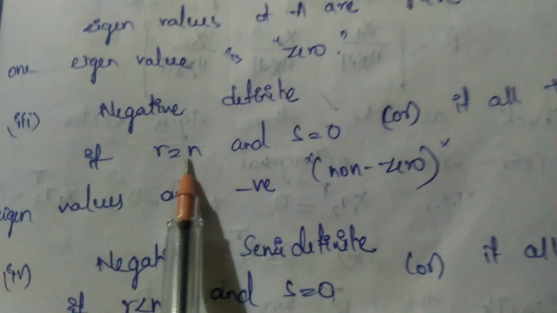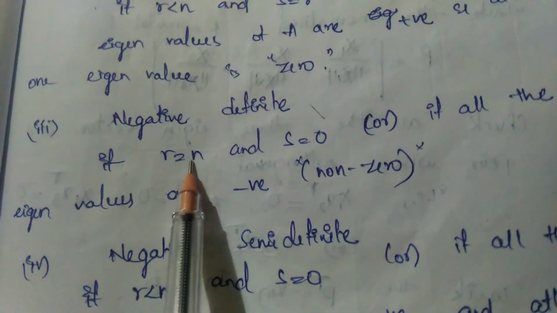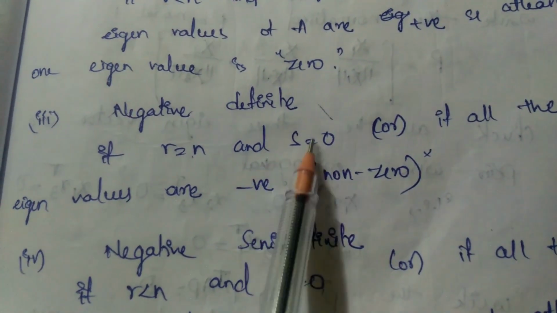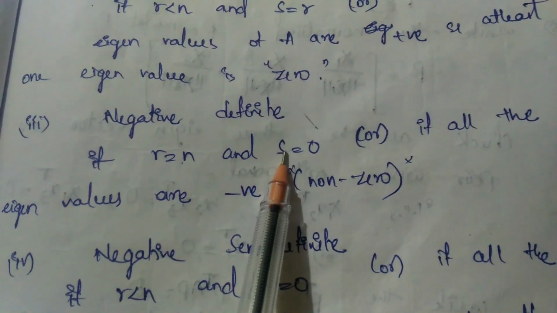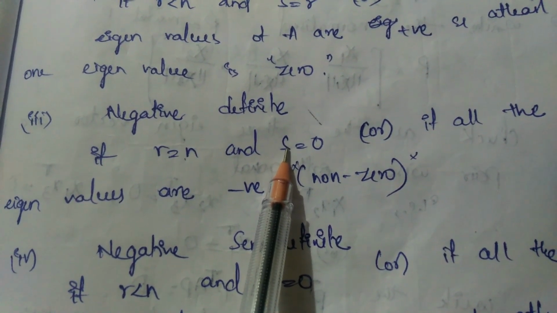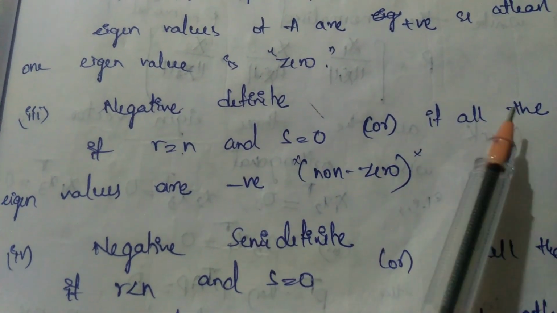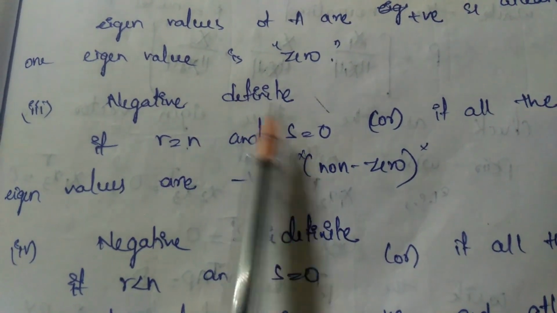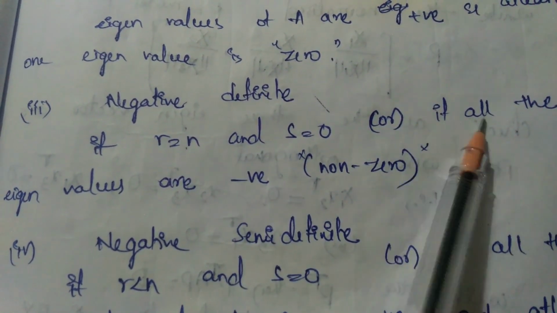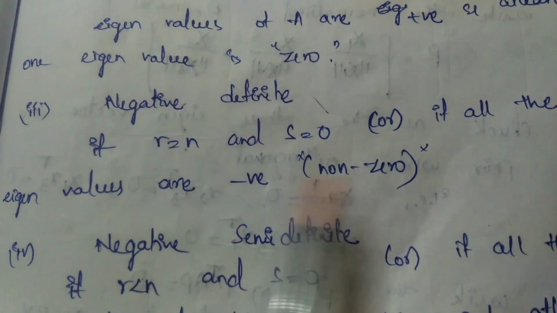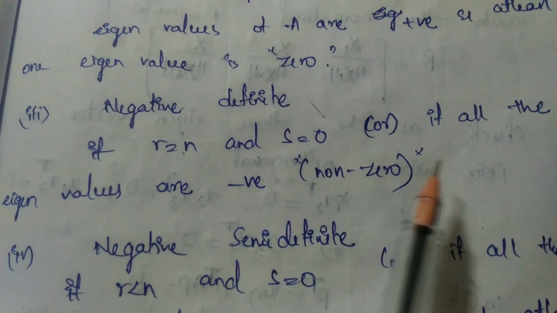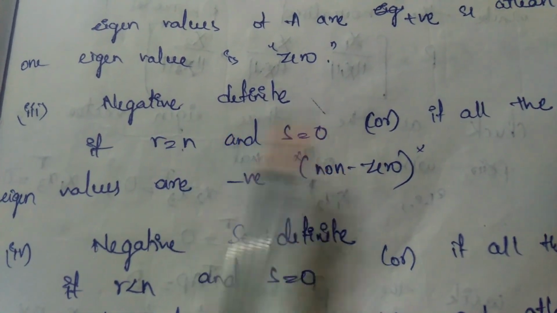And negative definite: if r = n, it means the rank of the quadratic form is equal to the number of variables, and the index is equal to 0. The number of positive terms is 0, which means all the terms are negative. At that time we can say it is negative definite. Or, if all the eigenvalues are negative and non-zero, then we can say it is negative definite.